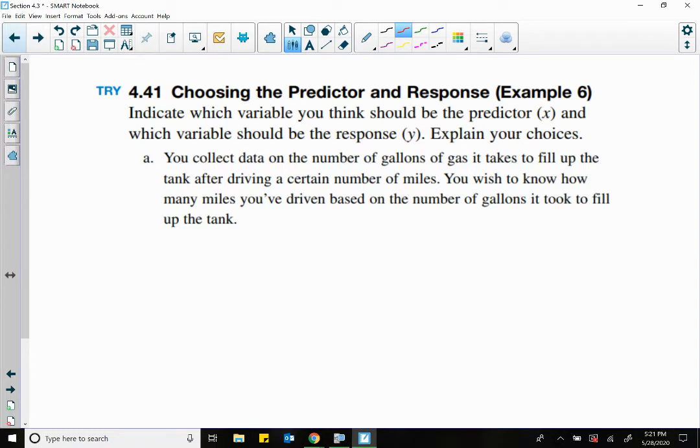So in this one, it says indicate which variable you think should be the predictor and which variable is the response. And then explain your choices. So it says you collect data on the number of gallons of gas it takes to fill up the tank after driving a certain number of miles. Okay? You wish to know how many miles you've driven based on the number of gallons it took to fill up. Okay? So it's this last sentence that tells me everything you need to know. Go ahead and pause the video and see if you know who is the predictor and who is the response. Go.